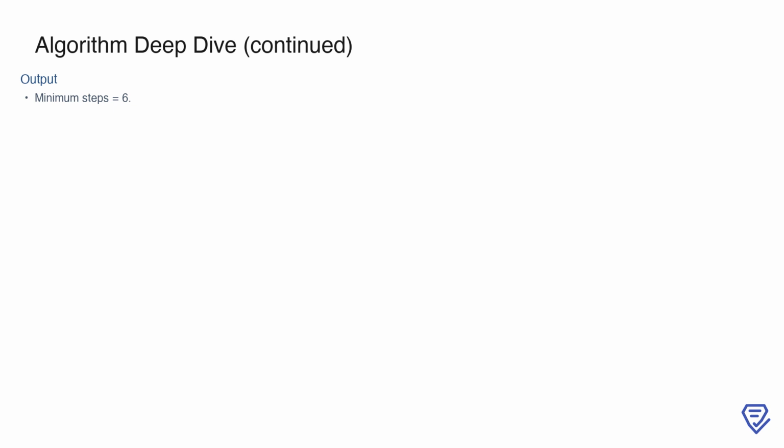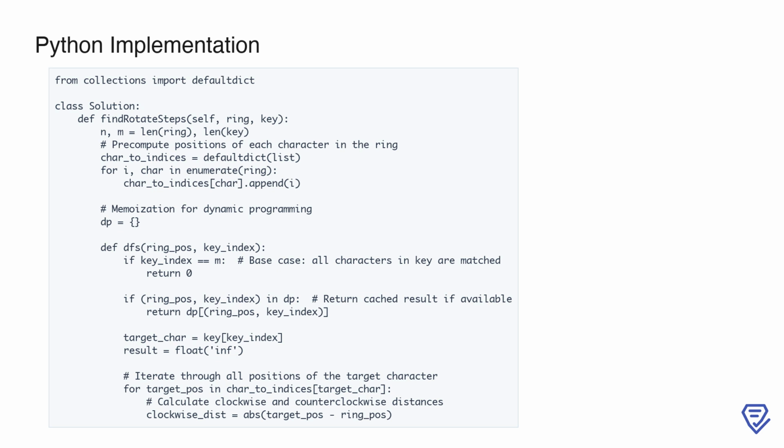the dial's rotations. Here, we begin by importing the necessary libraries, specifically the defaultdict from the collections module, which will help us efficiently map each character in the ring to its indices. We then define a class called Solution and implement the method findRotateSteps. The inputs to this method are the ring, which represents the circular sequence of characters, and the key, which is the sequence we need to spell out. First, we determine the lengths of the ring and the key, storing them in variables n and m, respectively.